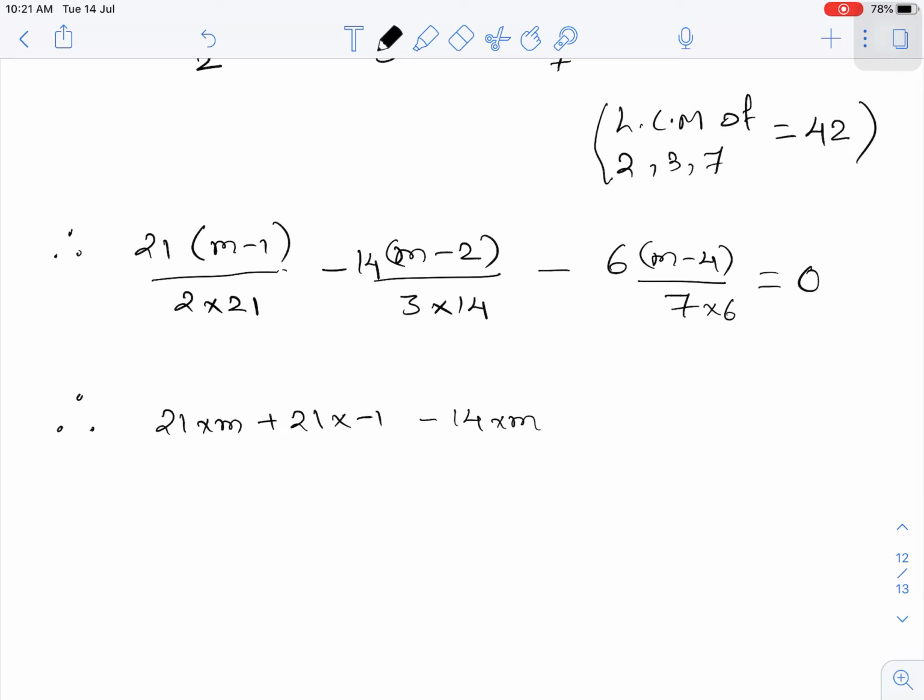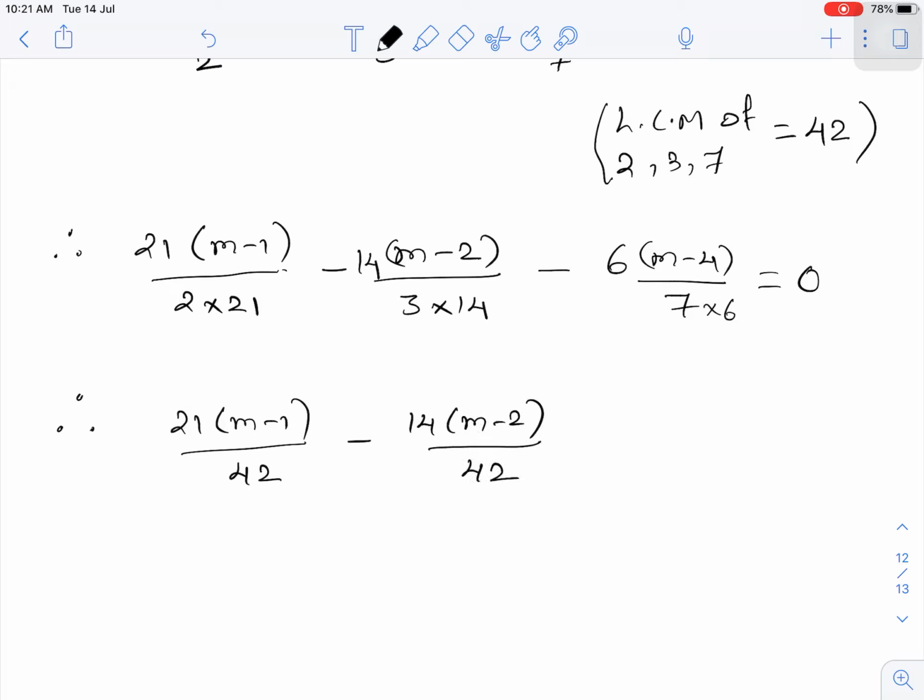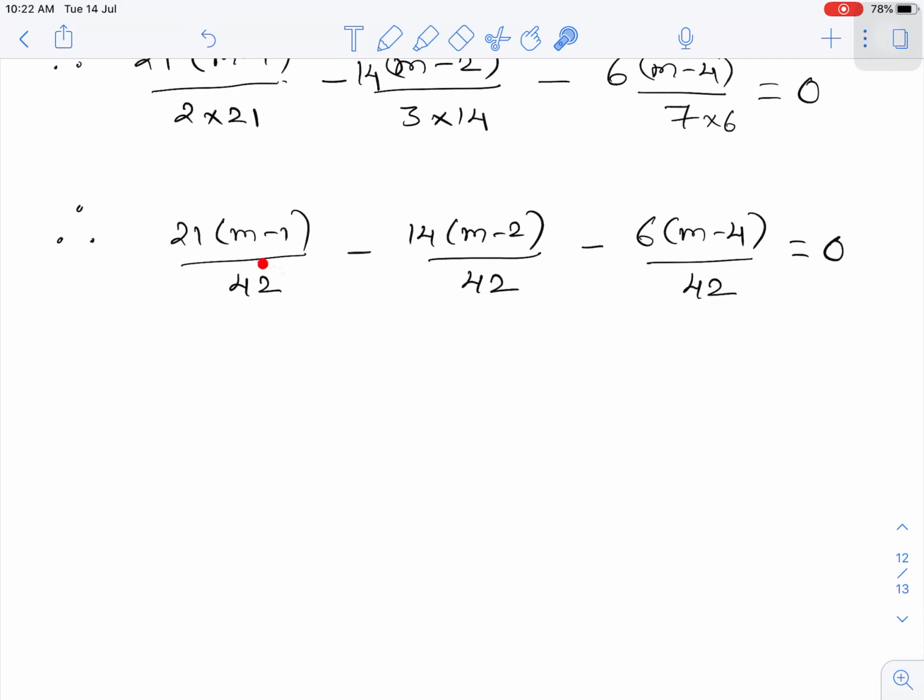Okay, this becomes more complicated, so let us try to make it a little bit simple by adding one more step. So you will get 21 in bracket m minus 1 upon 42 minus 14m minus 2 upon 42 minus 6 in bracket m minus 4 upon 42 equals to 0. Now since each one of them is having the same denominator, we can write these numerators together. Now it will be easy for us to write.